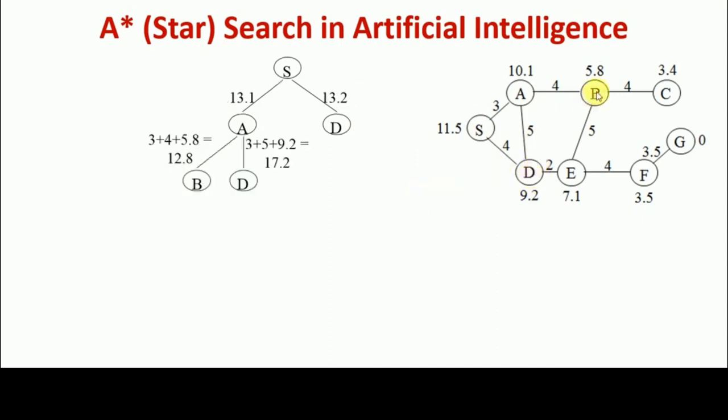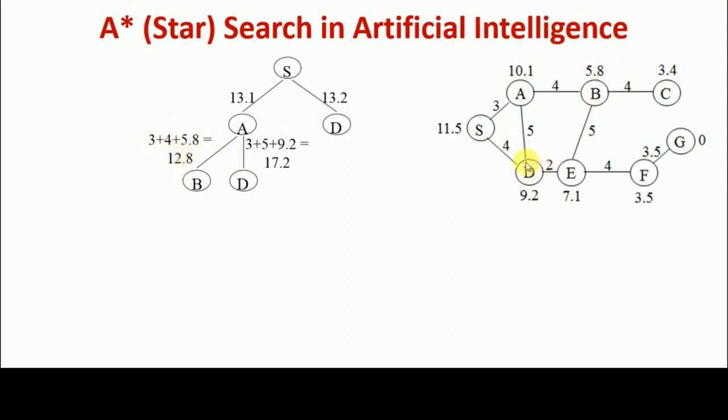So f of B is nothing but g of B plus h of B. g of B is the distance from the source node to the B node. That is nothing but 3 plus 4. And h of B is nothing but 5.8. That is the heuristic value. So if I add all these 3, I will get 12.8 here.